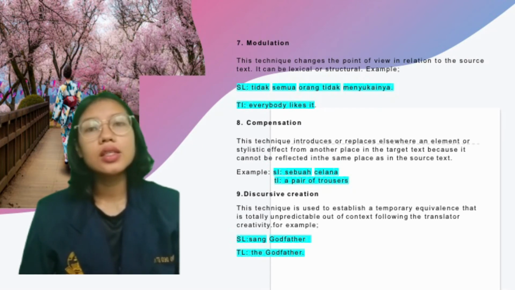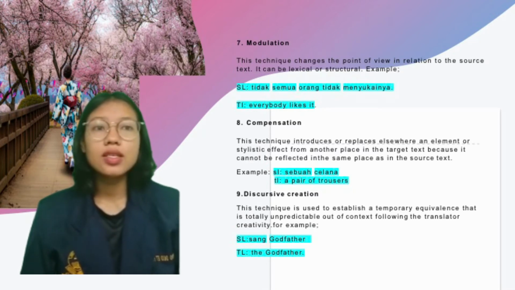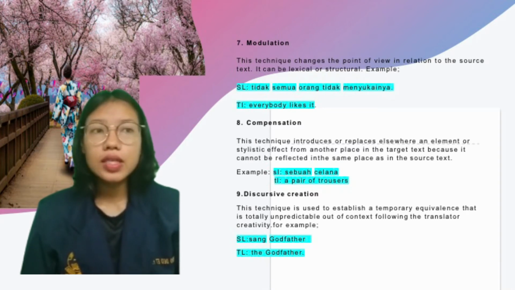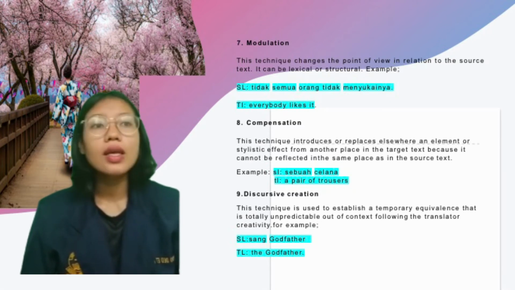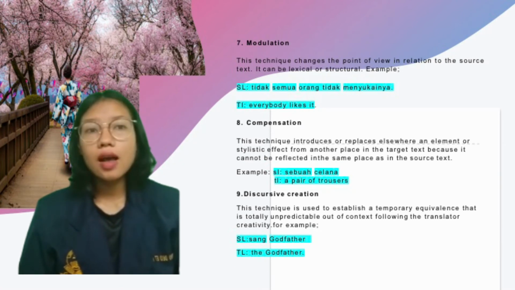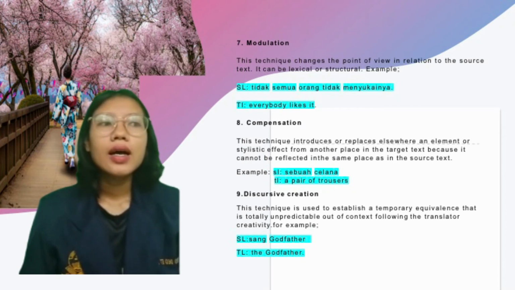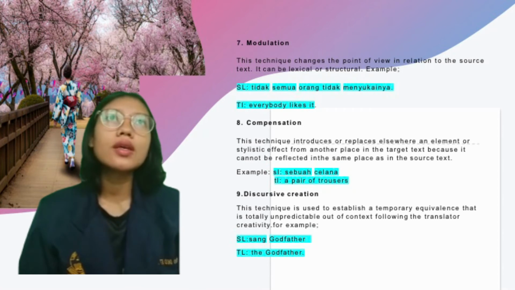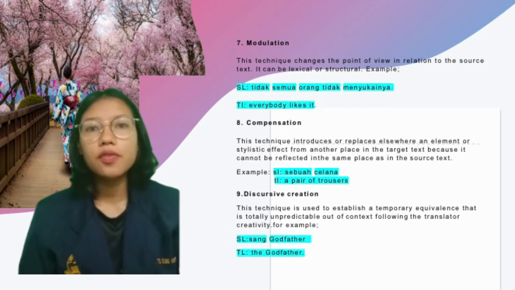And then number 9, discursive creation. This technique is used to establish a temporary equivalence that is totally unpredictable out of context, following the translator's creativity. For example, the source language "Godfather", and then the target language "The Godfather". I mean that discursive creation, we know, is used to translate a movie, a novel title, and others. So the next will be explained by my friend.